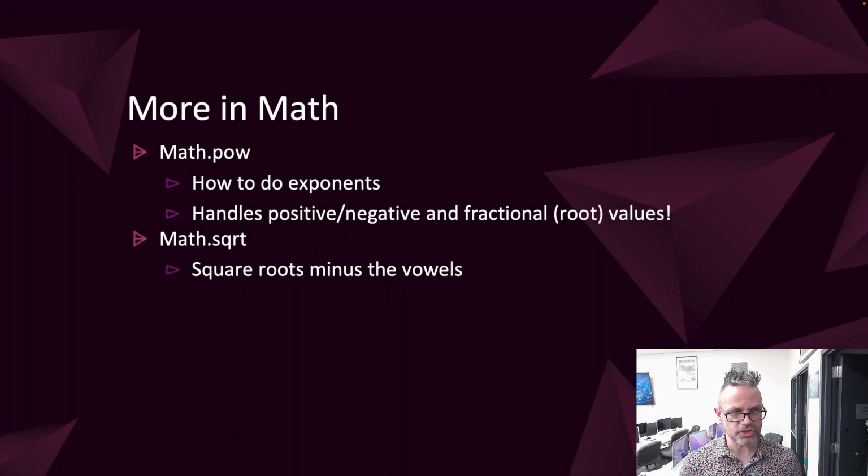Good stuff. We can also use Math.pow, that's when we do exponents. It handles positive and negative and fractional, aka root values. And so all you have to do is pass those two parameters in for that, and you can have a great little example with that. Math.sqrt, take out the vowels, it's square root, and that's what we have with that. So again, Math.sqrt quite often.